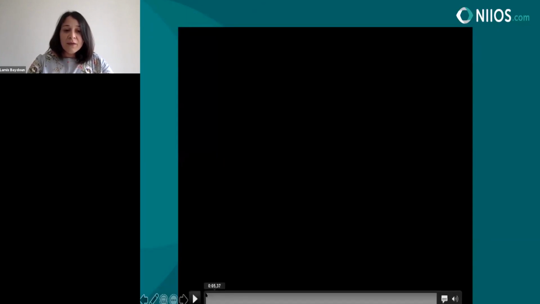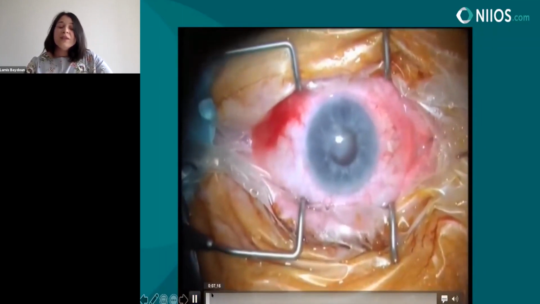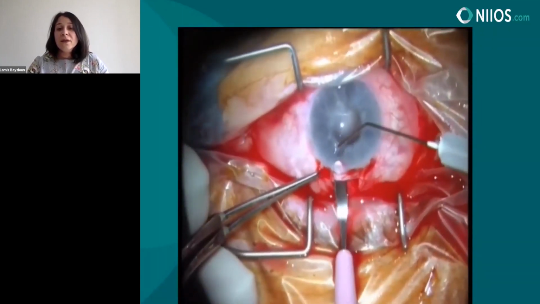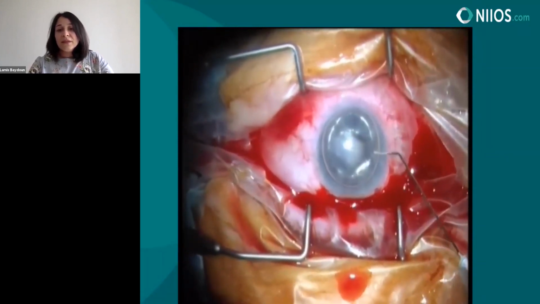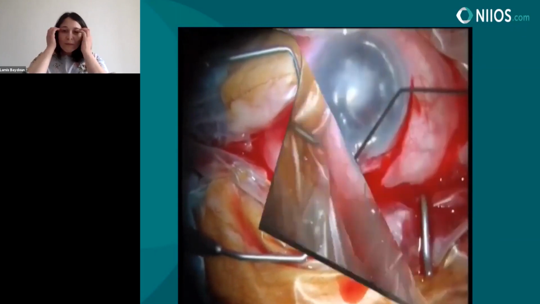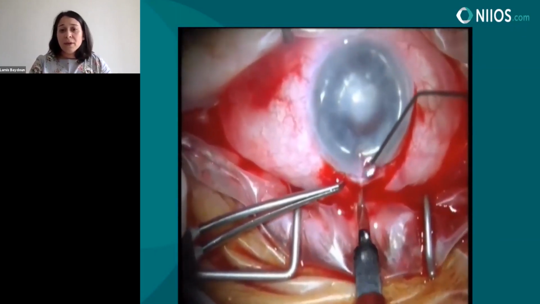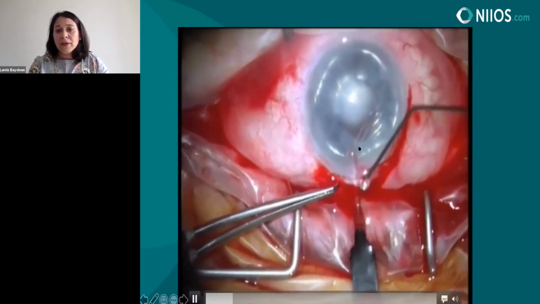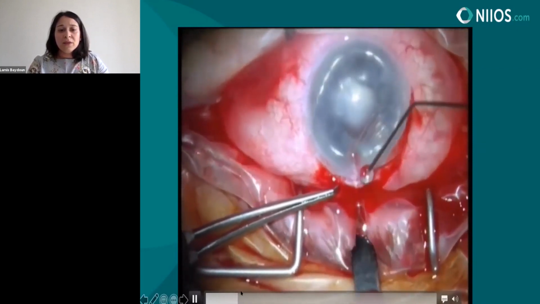And I have a little video to share. This is a patient receiving DALK, and here you see the scleral tunnel. After that, you fill the anterior chamber with air after doing a paracentesis. Then with this instrument, you find your dissection depth. So you carefully look at the reflection around this instrument, and I will move it a bit quicker.